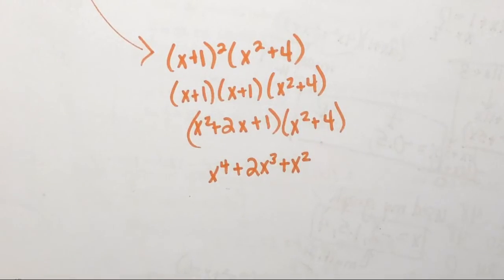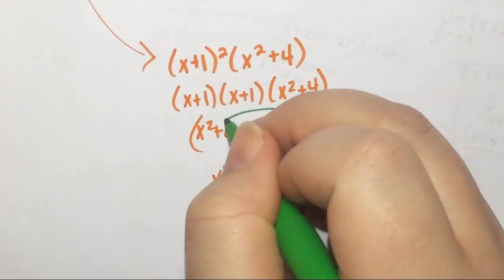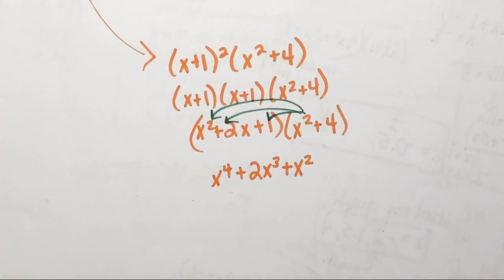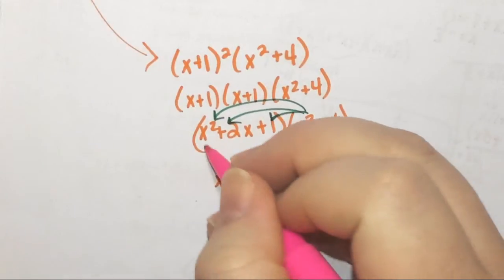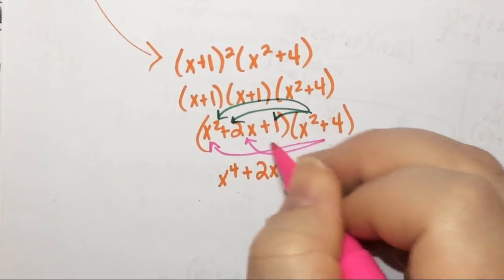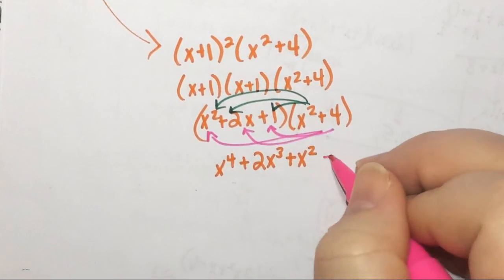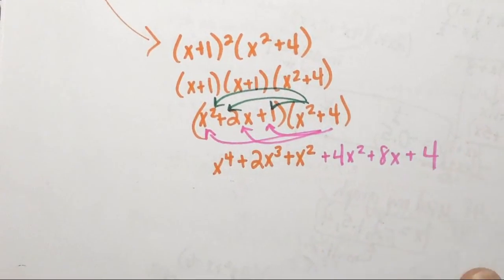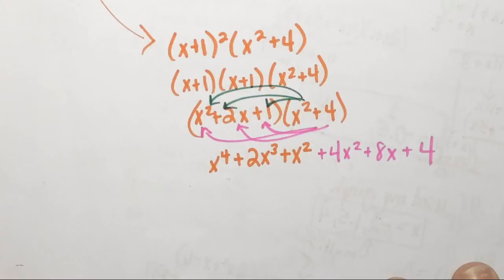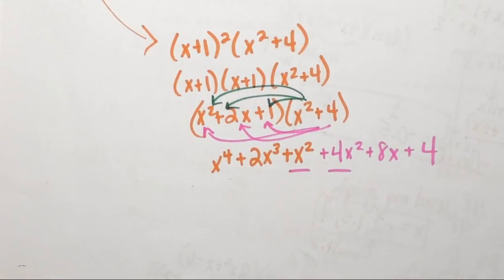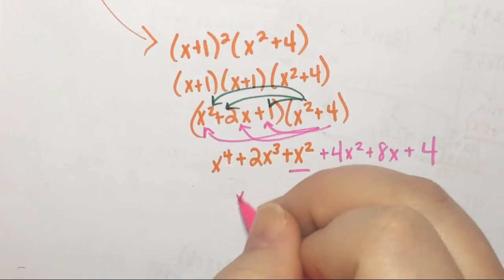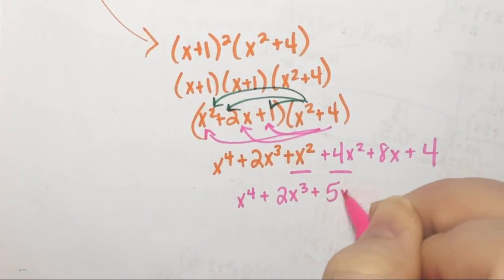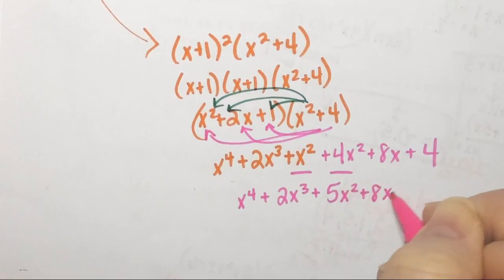And now that I've given the x squared to everybody, I have to go back through and do the same thing with the 4. And I'm not saying it's not time consuming, it is. That's why the test is short. Plus 4x squared plus 8x plus 4. I combine my like terms, which is sadly just these two guys. And I get x to the 4th plus 2x to the 3rd plus 5x squared plus 8x plus 4.